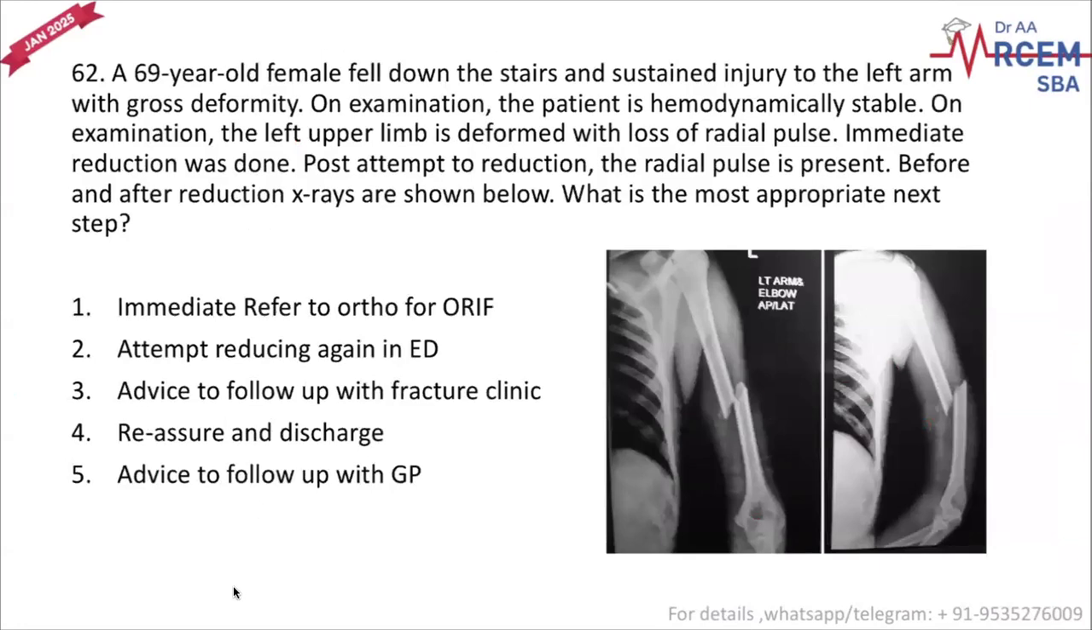A 69 years old female has fallen down from the stairs and sustained injury, and a gross deformity is seen. Patient is stable. On examination, the upper limb is deformed with loss of radial pulse. So there is vascular compromise. Immediate reduction was done. Post attempt at reduction, the radial pulse is present. So no vascular compromise is present now. Before and after reduction X-rays are shown below. What is the most appropriate next step?